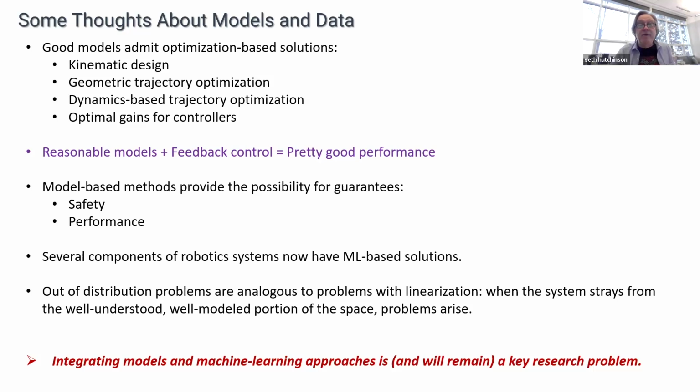And these are the take-home messages, right? Good models, you can do optimization. Reasonable models plus feedback: every time that I've used that approach, I've gotten pretty good performance. If you have good model-based methods, you have the possibility to give guarantees to the users, right? There are components of robotic systems now that came from the machine learning world that I, as an old-fashioned model-based robotics guy, trust enough to just use, particularly in some of the computer vision components.